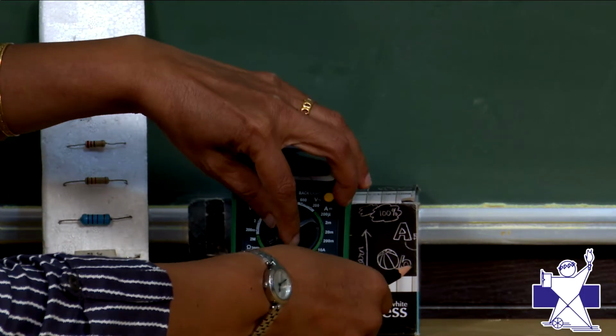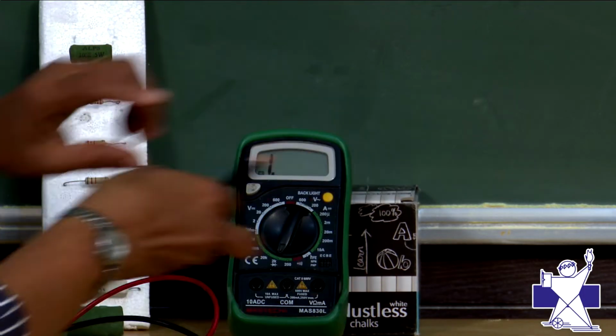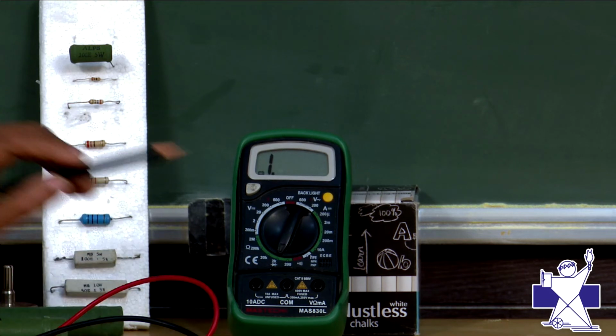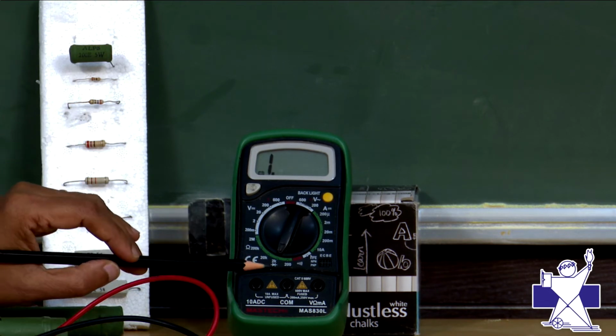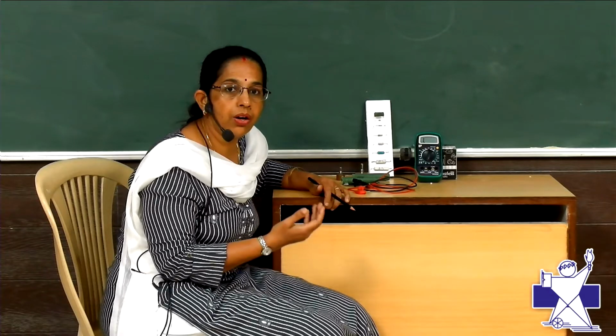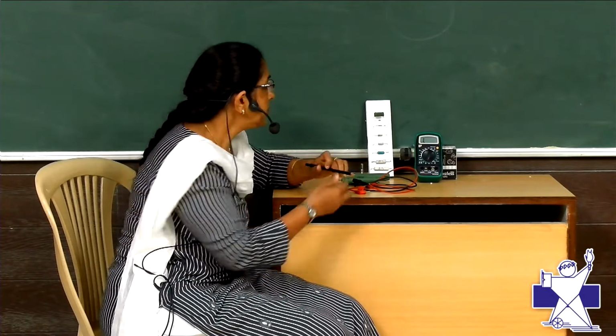And one more thing, here you see one symbol of diode is there. So keeping the knob here, you can check whether the diode is working or not.